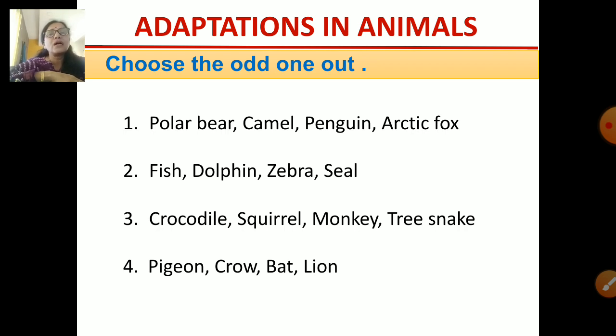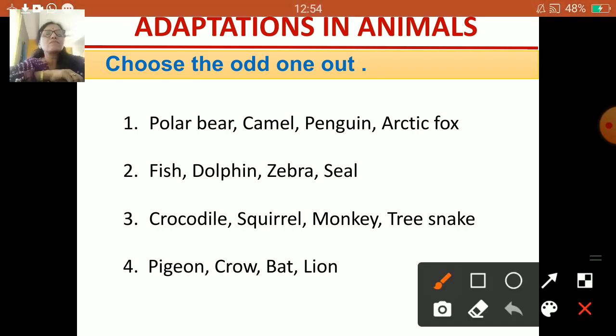There are different animals which are given here. According to the habitat, you have to choose the odd one out. Yes, so let us begin. First one is polar bear, camel, penguin and Arctic fox. Now, as you know, polar bear, penguin, Arctic fox, they are all found in colder region. And I see that camel is the odd one out. Right, children? As you very well know, camel is a desert animal. So, I will mark camel here.